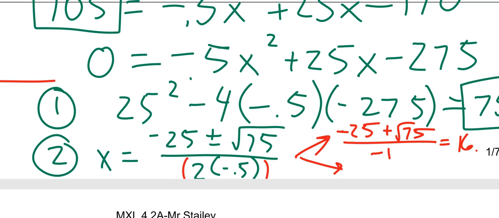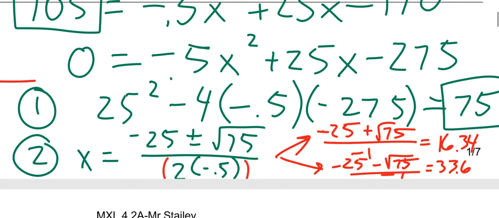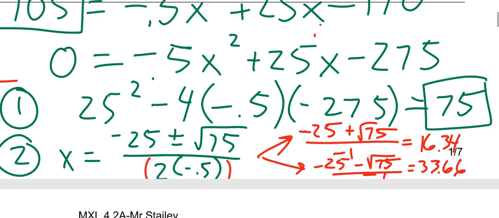$16 and what? 34 cents. Okay? Then if you do the negative 25 minus radical 75 all over negative 1, you got like $33.66, which is the answer to the question that I'm trying to ask.